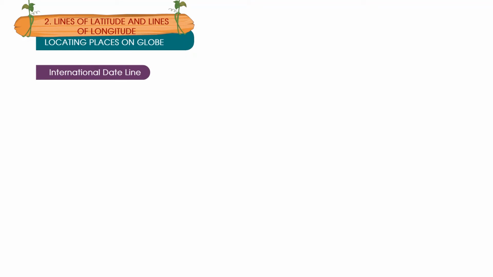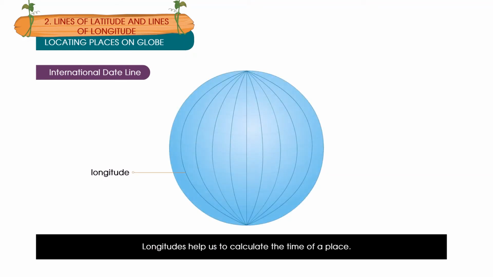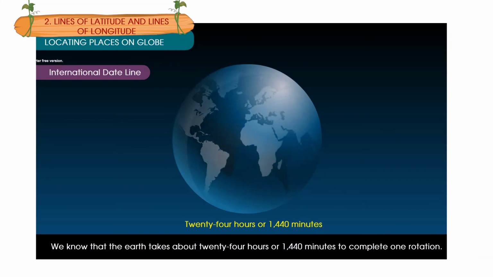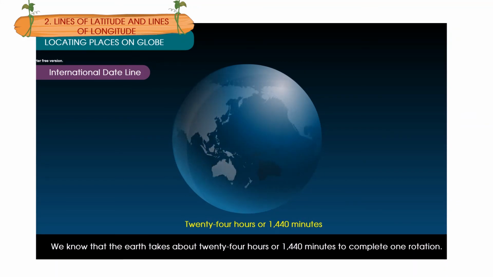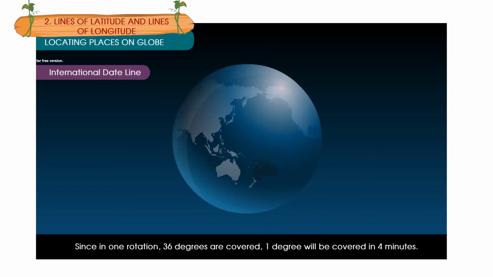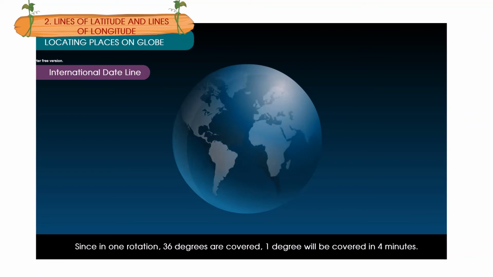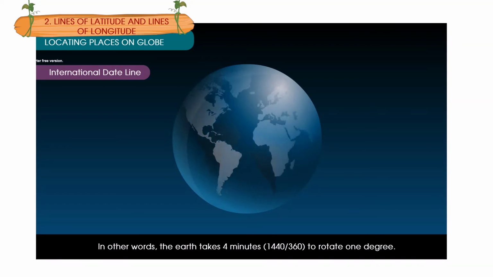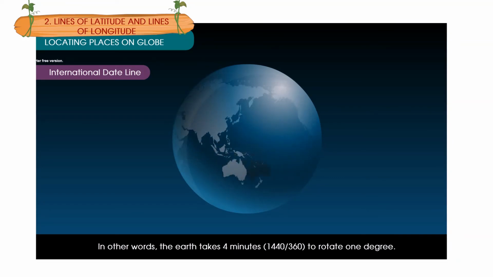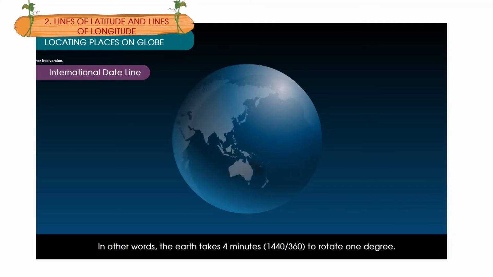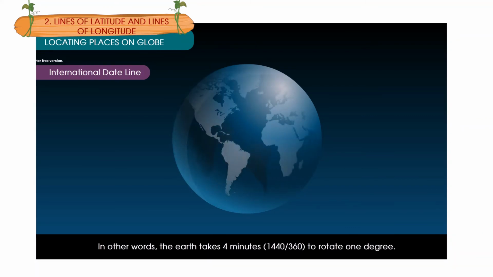International date line. Longitudes help us to calculate the time of a place. We know that the Earth takes about 24 hours or 1440 minutes to complete one rotation. Since in one rotation 360 degrees are covered, 1 degree will be covered in 4 minutes. In other words, the Earth takes 4 minutes (1440 divided by 360) to rotate 1 degree.